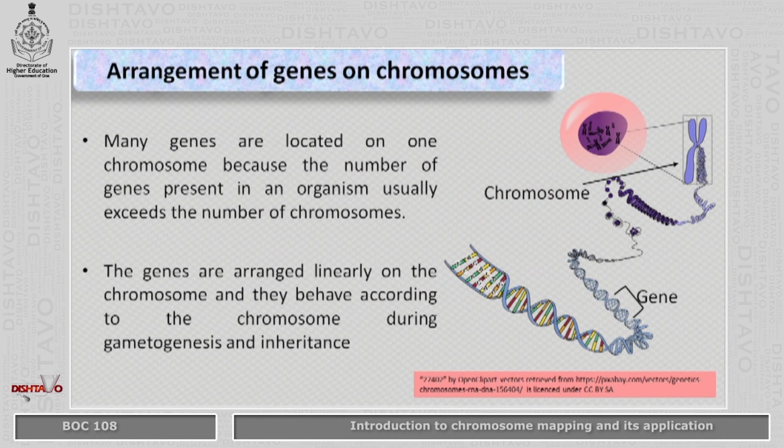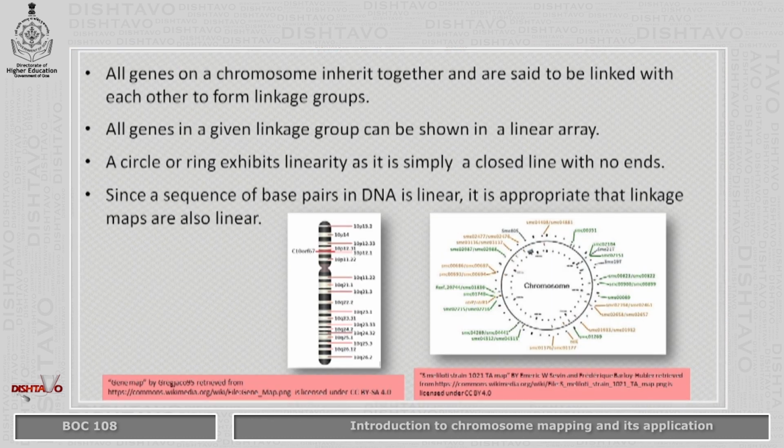Arrangement of genes on chromosomes. Now, many genes are located on one chromosome. That is because the number of genes present in an organism usually exceeds the number of chromosomes. The genes are arranged linearly on the chromosome and they behave according to the chromosome during gametogenesis and inheritance. All the genes on a chromosome inherit together and are said to be linked with each other to form what is called linkage groups. All genes in a given linkage group can be shown in a linear array.